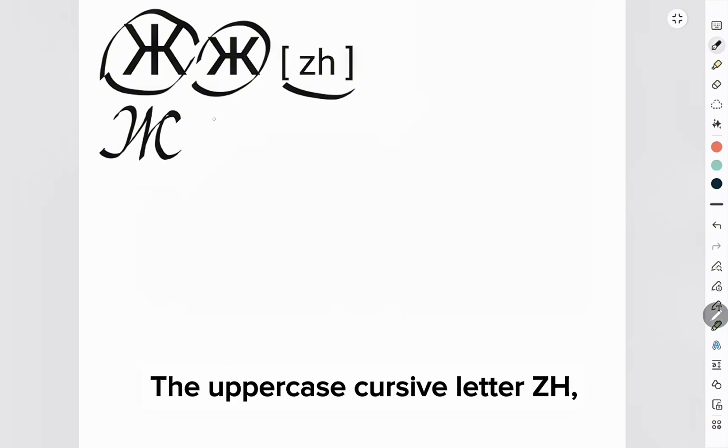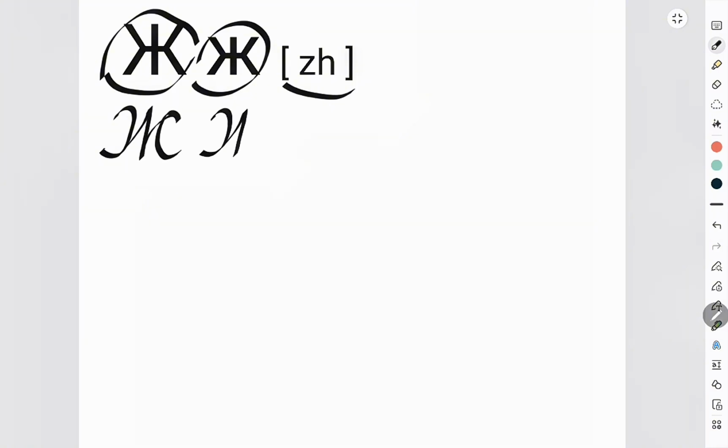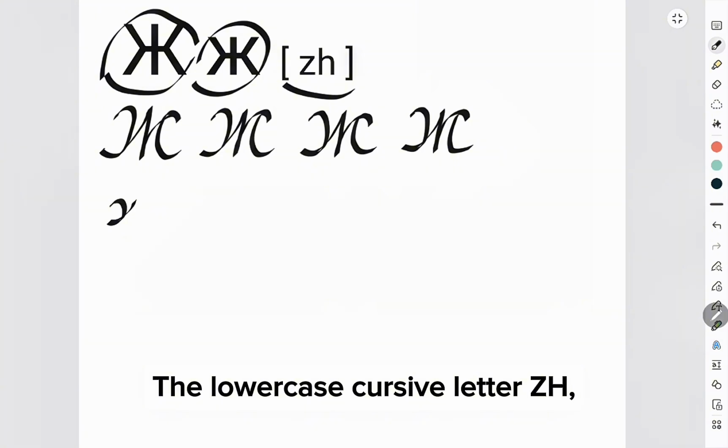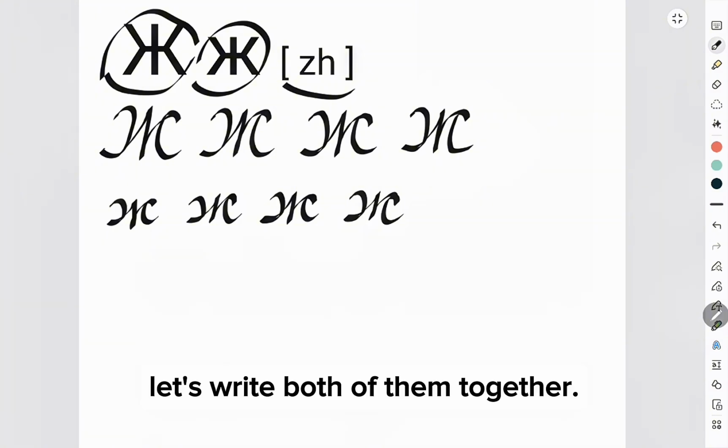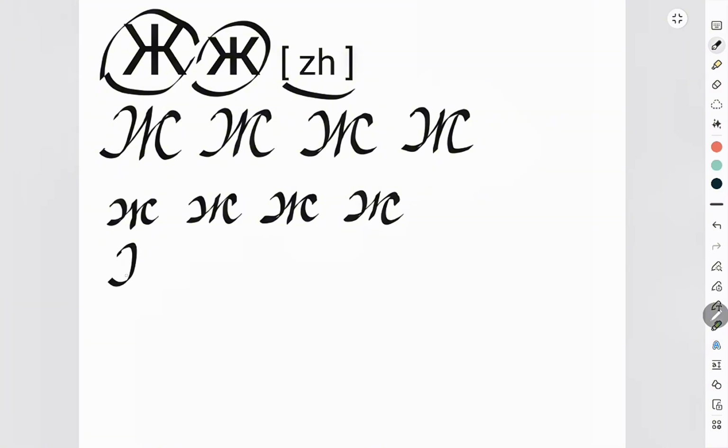The uppercase cursive letter Z. The lowercase cursive letter Z. Let's write both of them together.